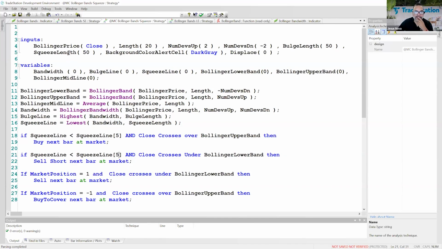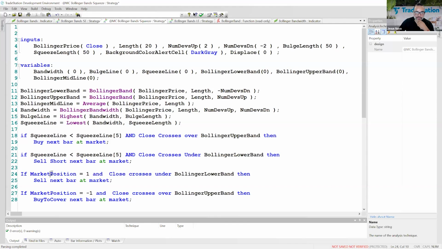And this is looking at squeeze length 50, which is fine. For now, let's go ahead and leave it like that. But what I said is that if we are at a historic level of the squeeze line, or at least less than what it was 5 days ago. Notice that in the squeeze line calculation, we're looking at 50 historical days. We can increase that if we want. But if we are at a historic lower level and the close crosses under the lower band, meaning that it's on the lower extreme, then we're going to sell short. We can invert those if we wanted to, if we are taking a more contrarian approach.